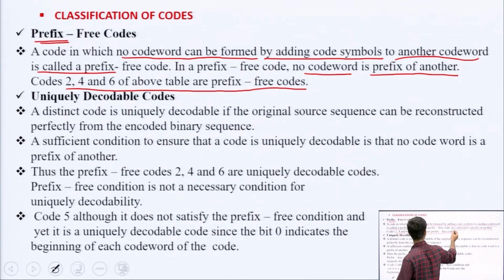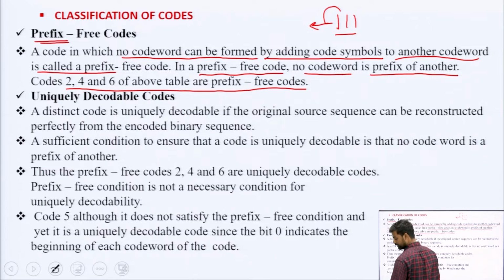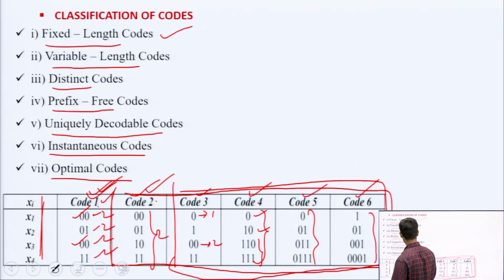See how 2, 4, 6 are prefix free codes. Remember this, for prefix free codes, no code word is a prefix of another. Prefix means the left part of a code word. So in the case of code 1, this code is repeating, so it cannot be a prefix free code. And in code 2, you can see that these all are unique, no code word is the prefix of another.